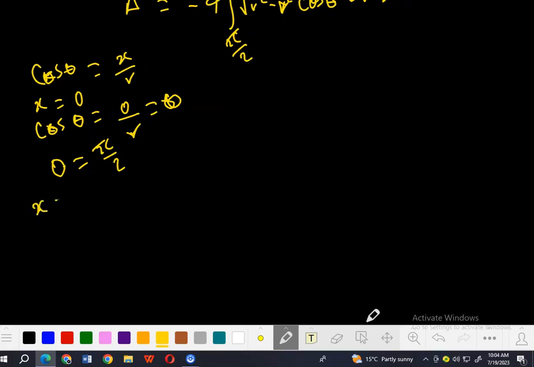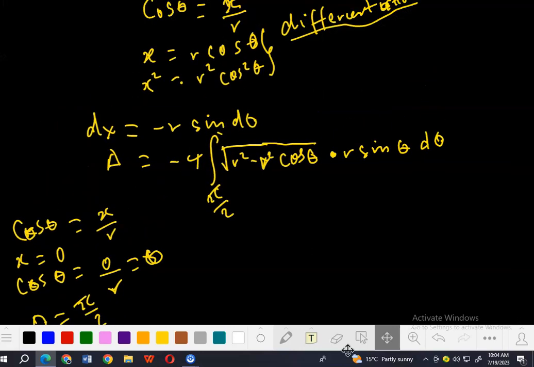When x is equal to r, our cosine of theta is going to be r divided by r, which is equal to 1. And you look for what is cosine of 1. So theta in this case is simply 0. So you come back to this boundary here, and put 0. Can you do that? Yes, you have done it.